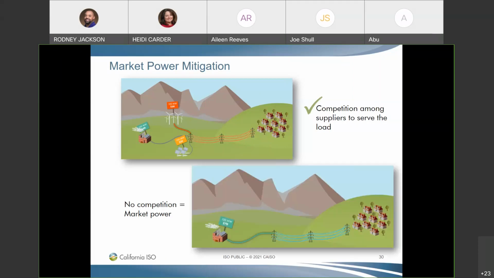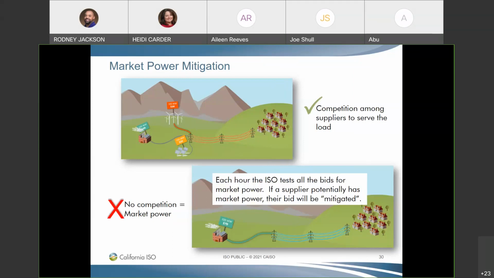So for every hour, the day-ahead market runs a test to see if there are resources that potentially have market power. And if they do, then we need to mitigate it or reduce that. If the potential for market power is determined, then it will be mitigated to a more reasonable price. And those bids are mitigated, reduced cost bids. So how does that impact what we're talking about? And again, when we talk about the need for a fair, transparent energy price, this is how we do that.